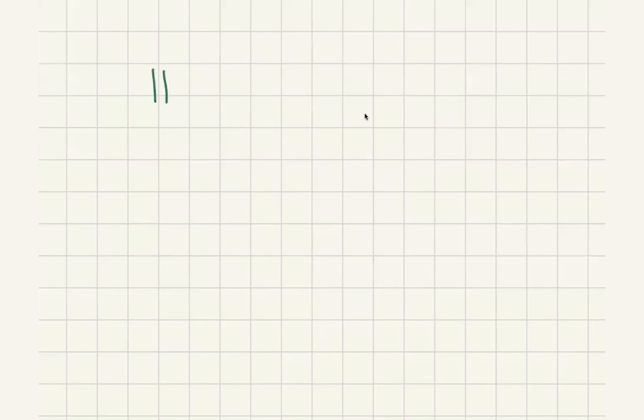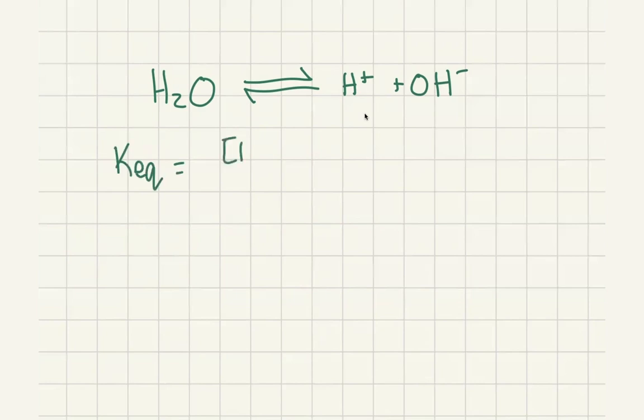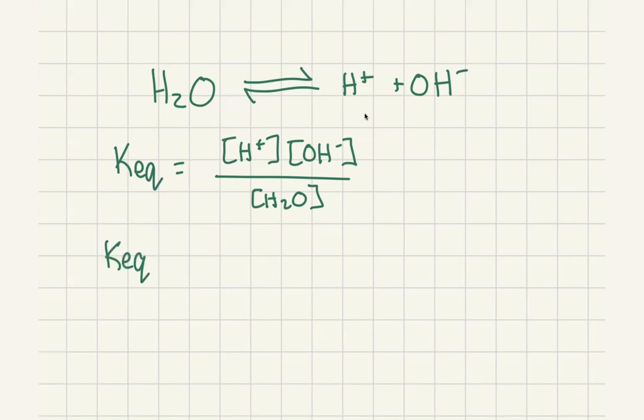What we have with water is it's also going to be ionizing to give you H plus and OH minus. Whenever we have a reaction, remember that this is an equilibrium, so we can write an equilibrium equation for this. That would be our proton concentration times our hydroxide concentration over the concentration of water. If we rearrange this, KEQ times the concentration of H2O is equal to the concentration of protons times the concentration of our hydroxide ions.